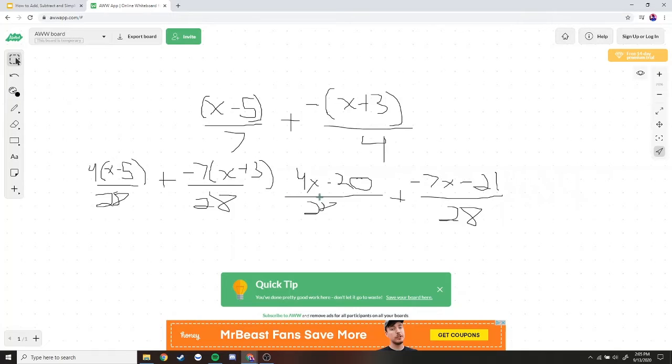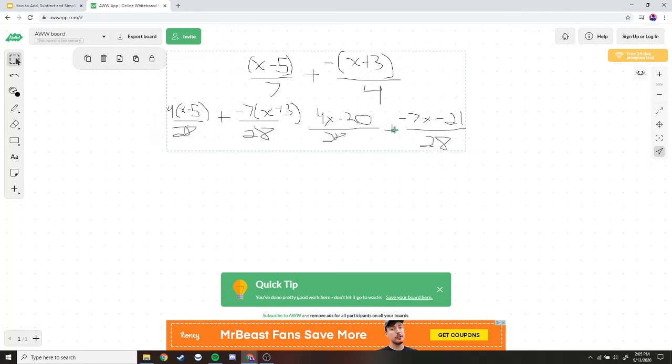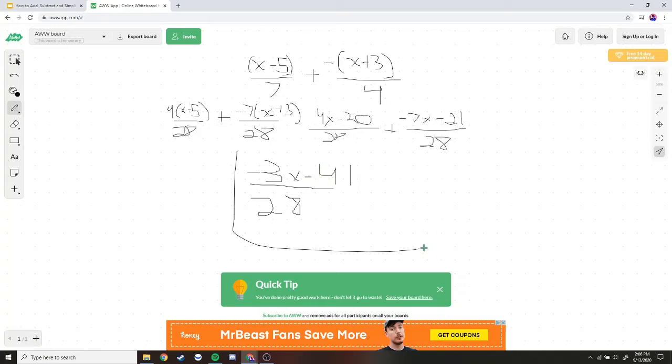So then finally, we just combine the terms. Our common denominator is 28. Now 4x plus minus 7x is minus 3x. And then minus 20 plus minus 21, so basically minus 20 minus 21 is minus 41. So this would be your answer.